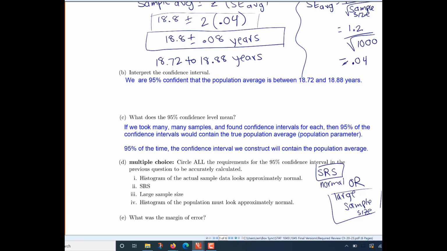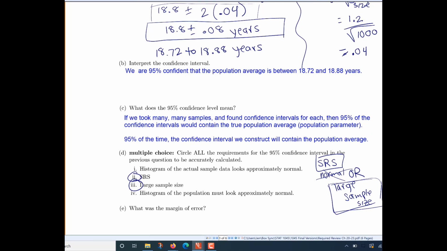Okay, so let's go through. Histogram of the actual sample data looks approximately normal. Simple random sample, large sample size, or histogram of the population must look approximately normal. Well, in our case, we had a large sample size. We had a simple random sample. Because we have that large sample size, we don't really care if it's normal or not. So we are good.